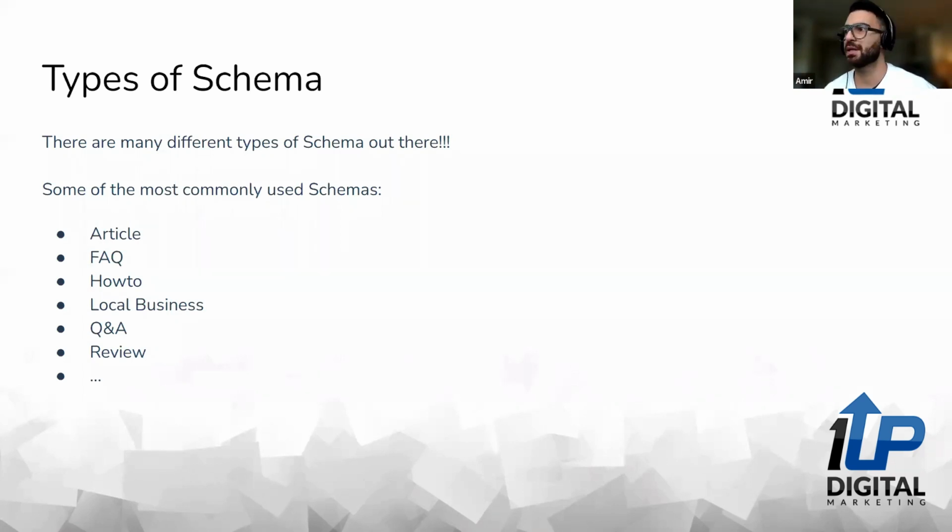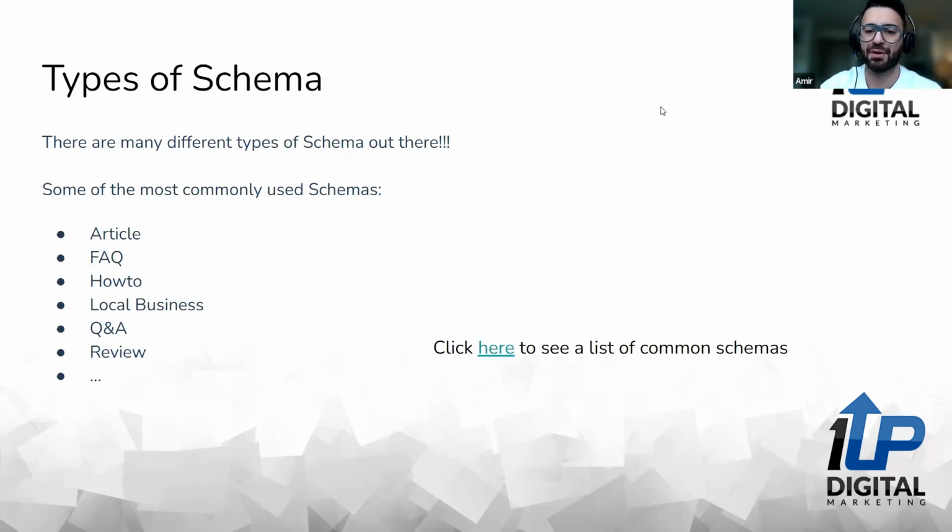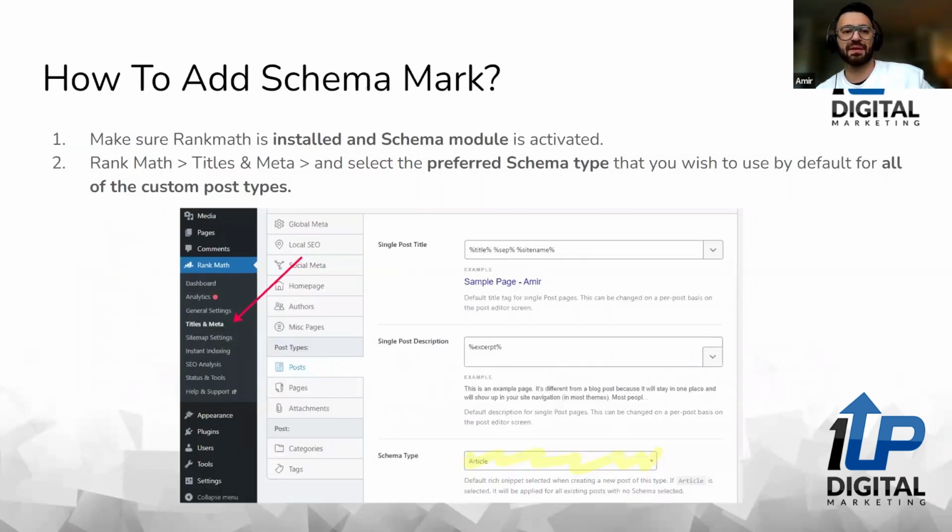Any web page that receives user-generated content from users, we can use review schemas to generate stars for them. Any page that has a product must be using product schemas. Otherwise, that's a disadvantage. I have a link here from Google where you can see a full list of all the schemas that are available.